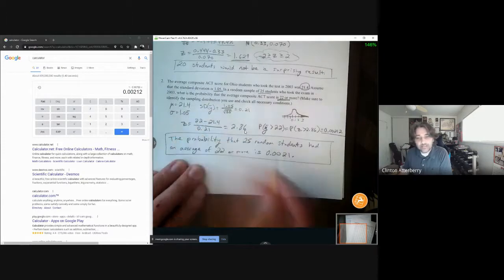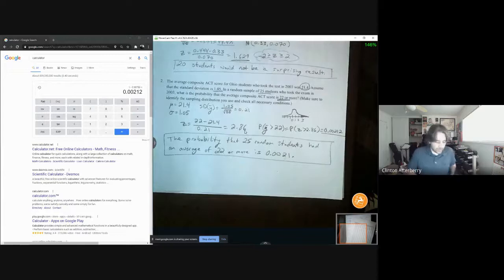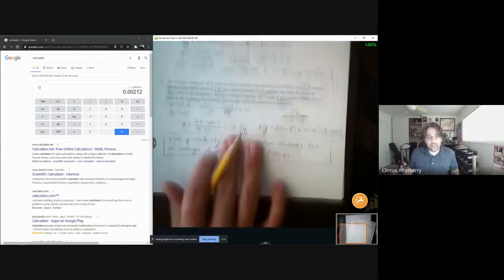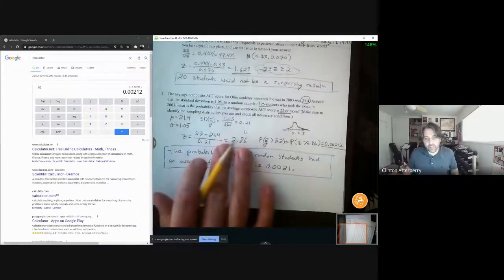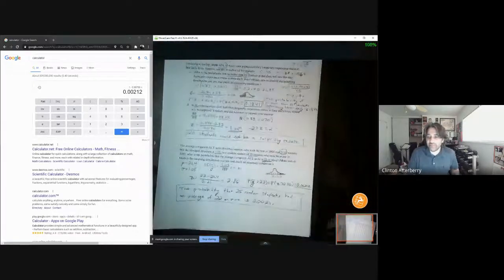However, this is the answer for a score of 22 or more. As you see, there are some similarities, using the z-table and finding the z-score, but there are some slight differences between these two questions. So I'm going to stop the video right now.